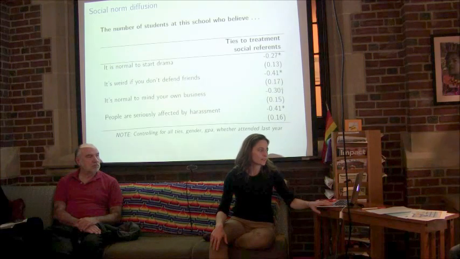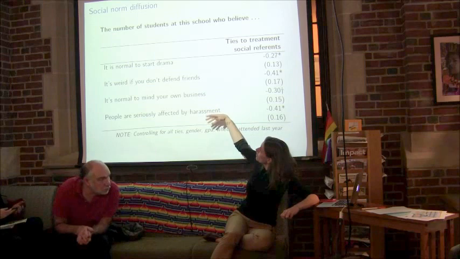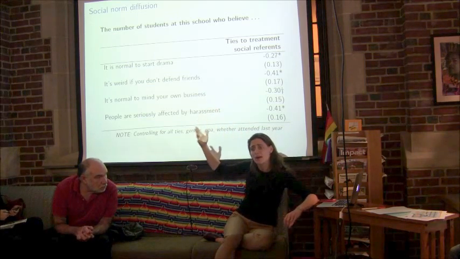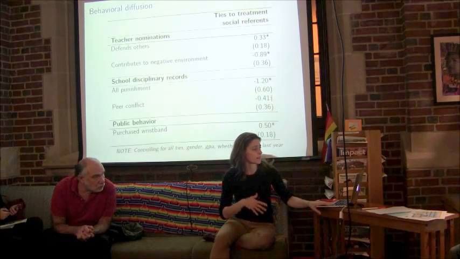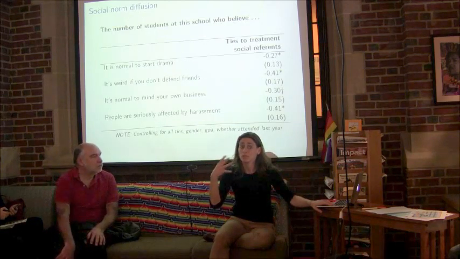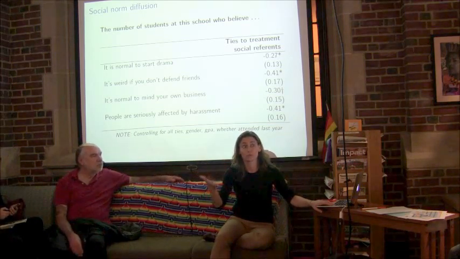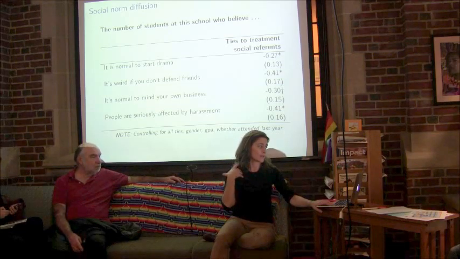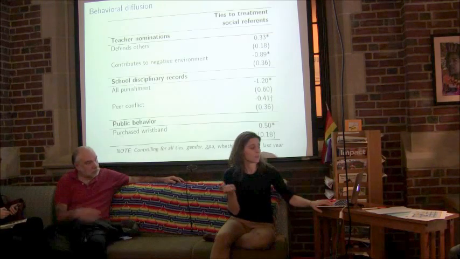So we measured lots of different things in a survey. We asked kids at the end of the year if it's normal to start drama, if it's weird if you don't defend your friends in a conflict, whether people are seriously affected by harassment, and we don't have to get into any of the statistics, but the basic message is that it was a pretty hopeful outcome. We found that these social reference students were able to change people's ideas about whether at their school in general the norms about harassment and conflict were strong; their sense that this was a strong norm decreased over the course of the year.